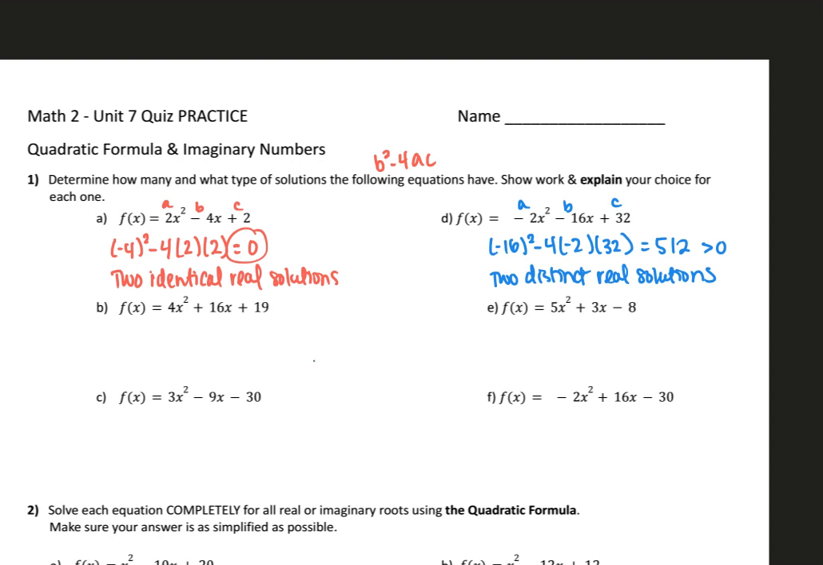All right, letter B. I guess I'm going out of order, but that's okay. So b squared minus 4 times a times c. For this one, we get 19, and that's greater than 0. So again, we have two distinct real solutions.